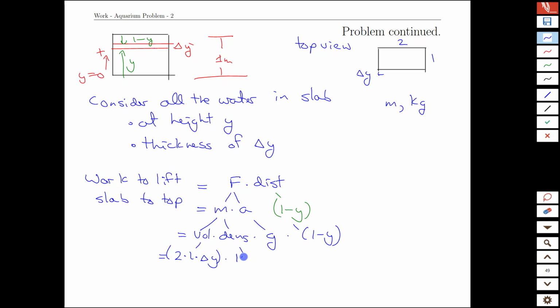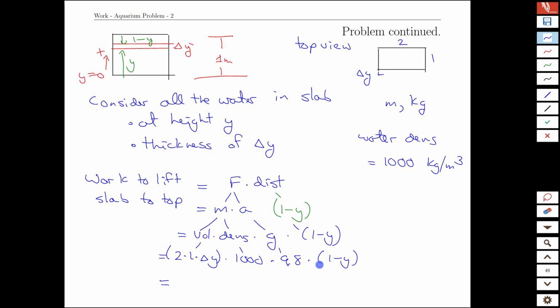Our density is 1,000 because the density of water is 1,000 kilograms per cubic meter. Gravity, our classic 9.8, and our lift height 1 minus y. And now we see all the ingredients that we need for the work to lift one slab. We can group this differently. In fact, we will, just focusing on that delta y. That's the kind of thing that's going to appear in our integral later on as dy.